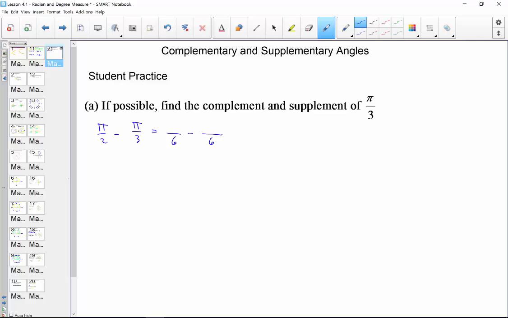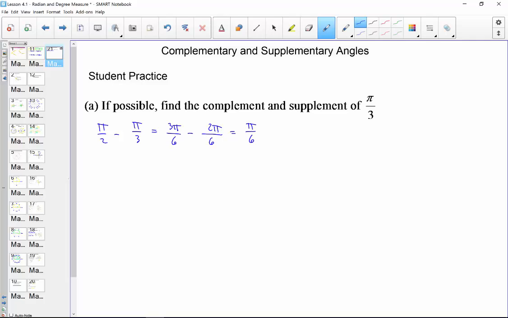2 goes into 6 3 times, so for the numerator pi, we have 3 pi over 6. 3 goes into 6 2 times, so for the pi, we have 2 pi over 6. So pi over 2 minus pi over 3 equals 3 pi over 6 minus 2 pi over 6, which equals pi over 6. So pi over 6 is the complement to pi over 3. When we add those two angles together, they equal pi over 2.